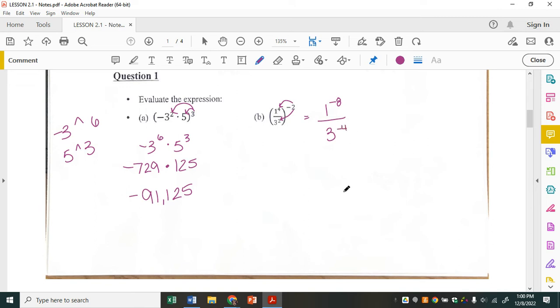Before I plug in, I do not want to plug in negative exponents into my calculator. I only ever want to work with positive. So how do I make this 1 to the -8 become a positive exponent? Put it in the denominator. How do I put this 3 to the -4 as a positive? Bring it up. You're basically flipping your whole fraction because both terms were negative exponents.